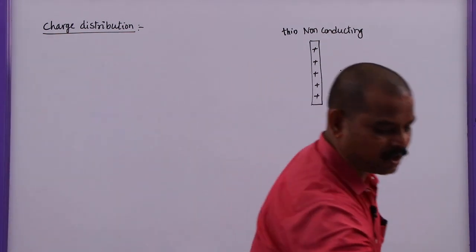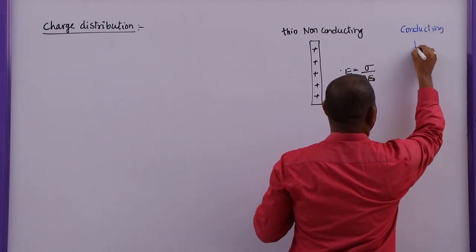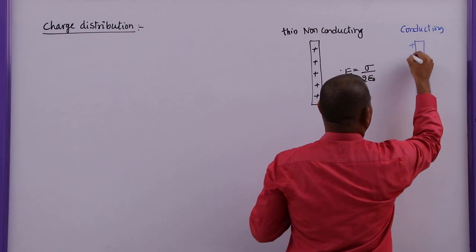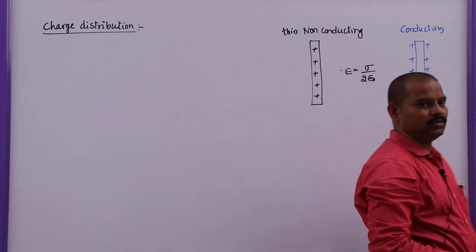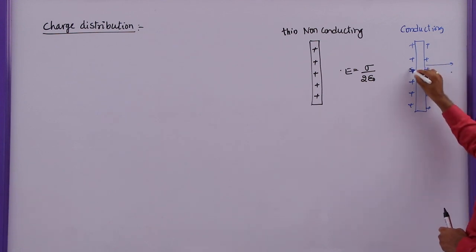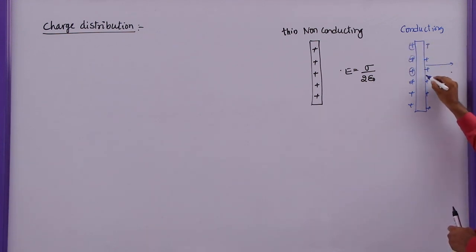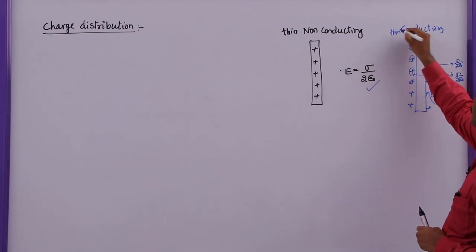Now similarly, if you take a conducting plate, the charges will be induced on the outer surface. Now due to this, what is the electric field at this point? Due to this, the electric field will be in this direction. Due to these positive charges, the electric field is also in this direction. So this is sigma by 2 epsilon naught, and this is also sigma by 2 epsilon naught. Electric field is equal to 2 sigma by 2 epsilon naught, which can be written as sigma by epsilon naught. So this is for a thin non-conducting plate, and this is for a thin conducting plate.